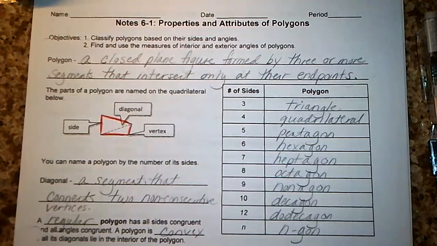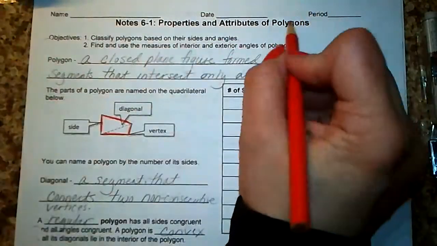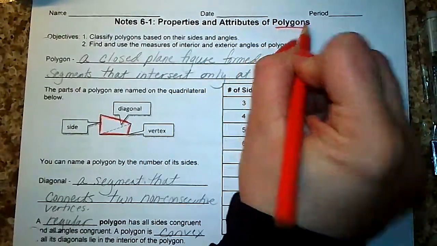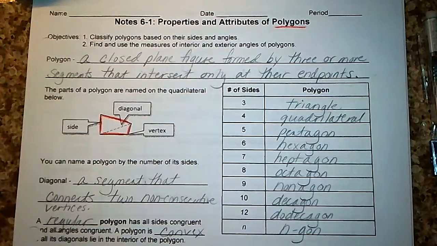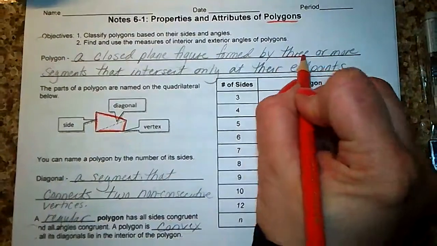Hi guys, today's lesson is on properties and attributes of polygons. Now, let me explain what that means. Polygons, right? It's pretty much a many-sided figure, right? And how many sides do you need to actually make a figure? Well, it's got to have at least 3 or more.